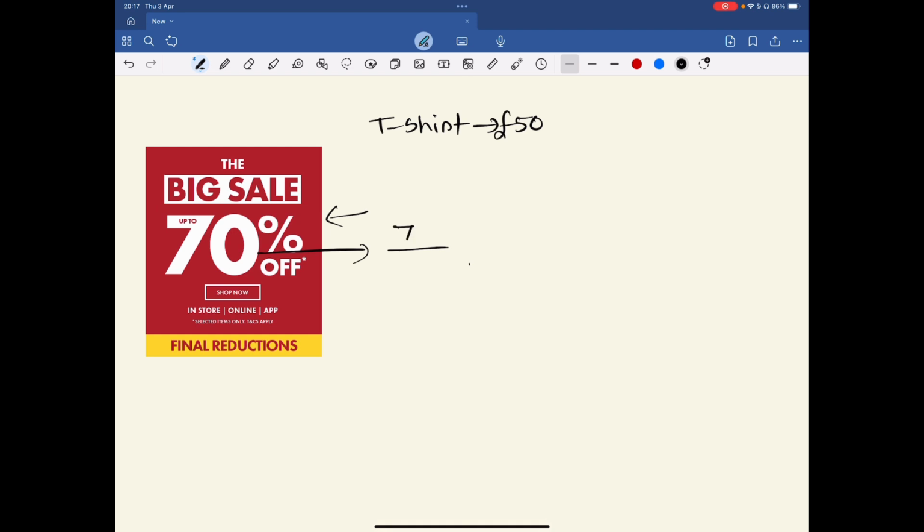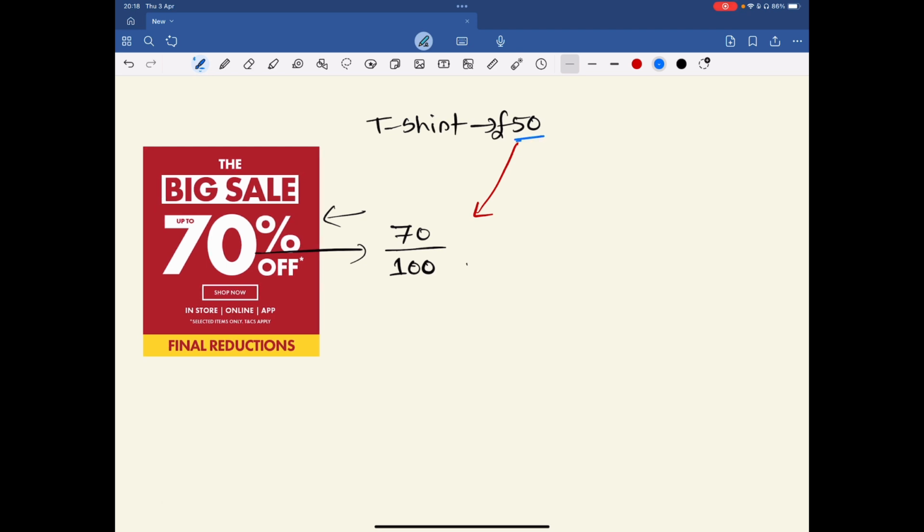70% means 70 out of 100. You definitely know what 70% means, 70 out of 100. Now what you have to find out is 70% of that £50. So you already write down what 70% means. 70% means 70 out of 100. Now find out 70% of that 50.